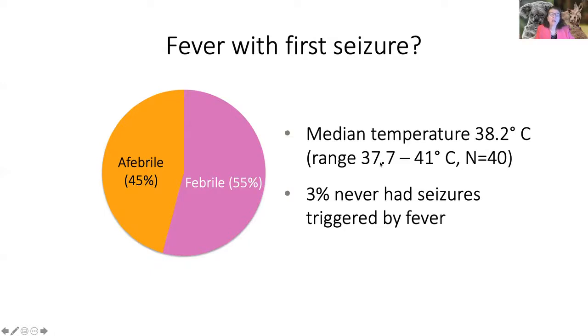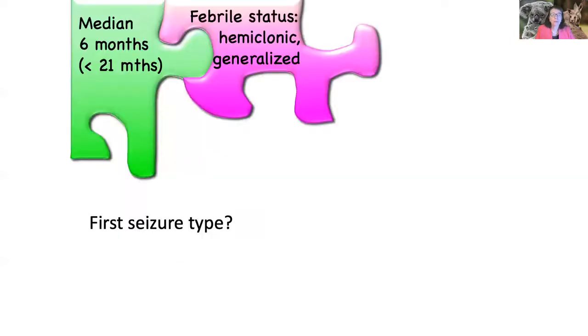Another key issue that came out of the cohort was that 3% of the children had never had a seizure triggered by fever, even into older ages. So not every Dravet patient is fever sensitive, although by far the majority are.